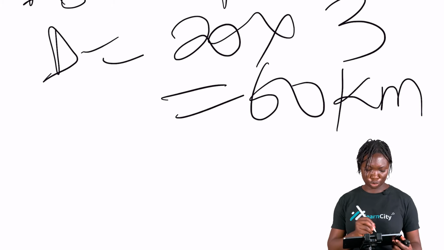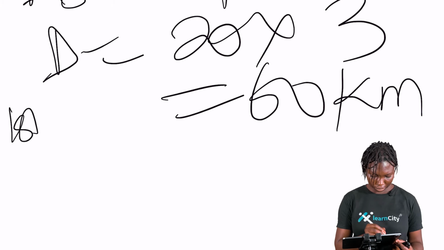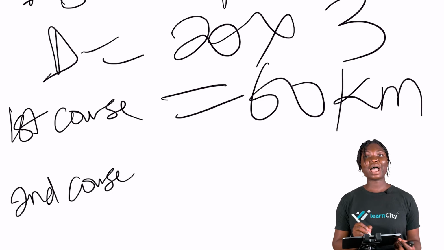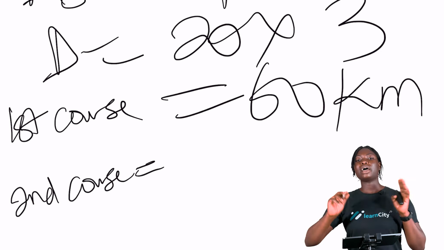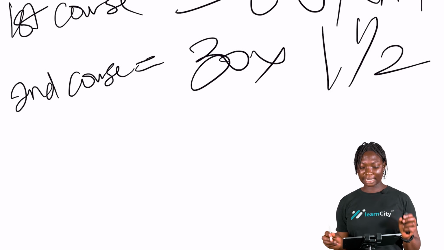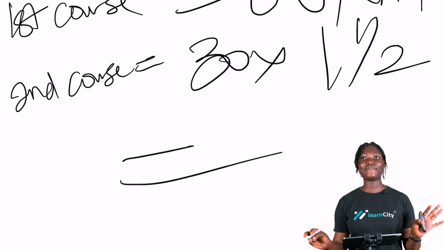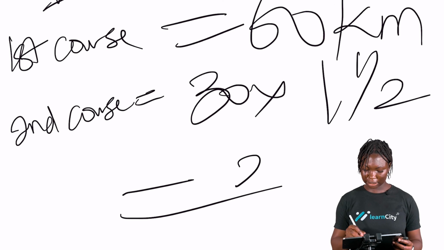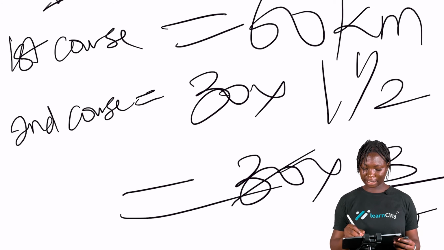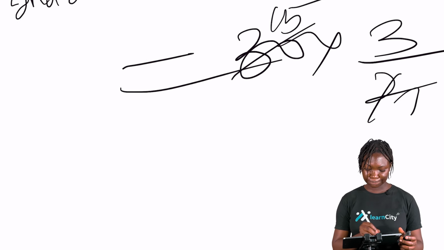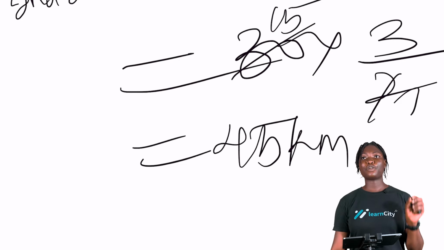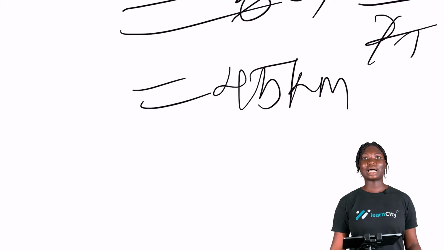Now for the second course, we have 30 times 1 hour 30 minutes. That's 30 times 1.5 hours, which gives us 45 kilometers. So we have 30 times 3 over 2. Two into 30 is 15, and 15 times 3 gives us 45 kilometers.